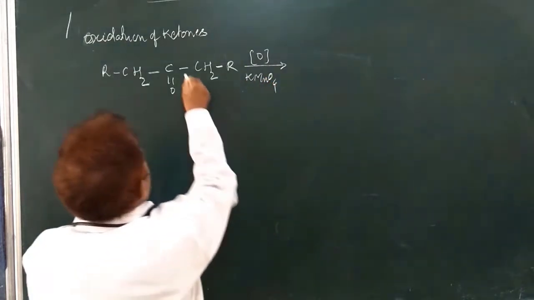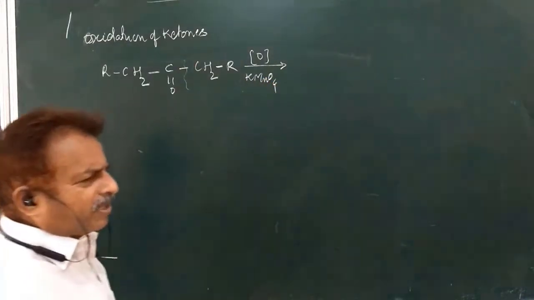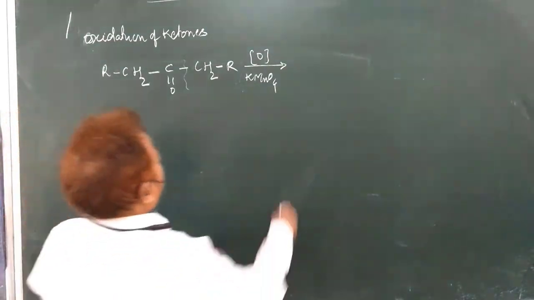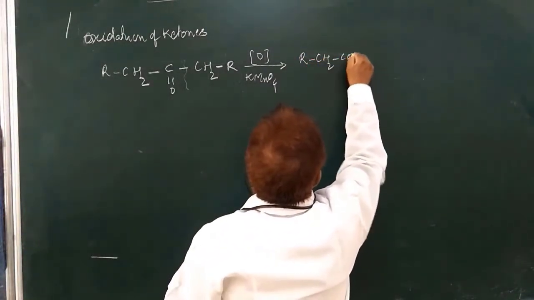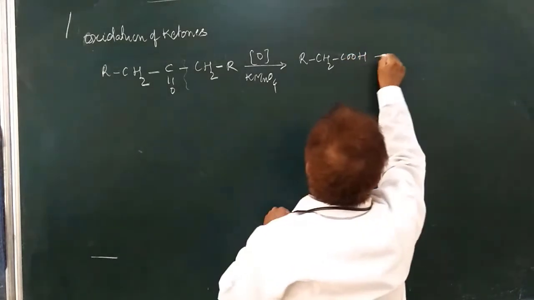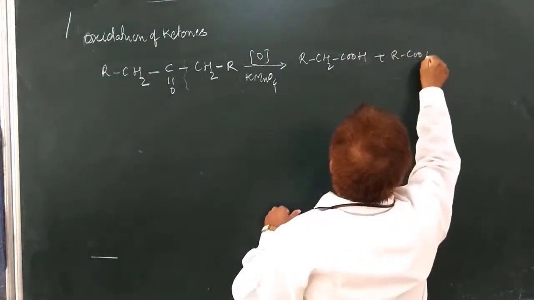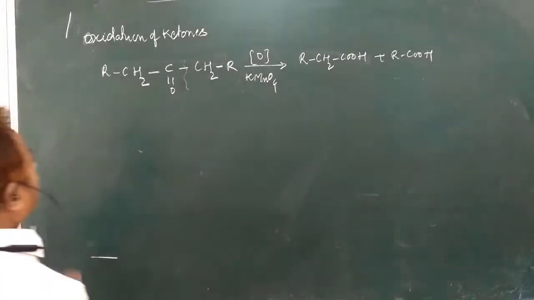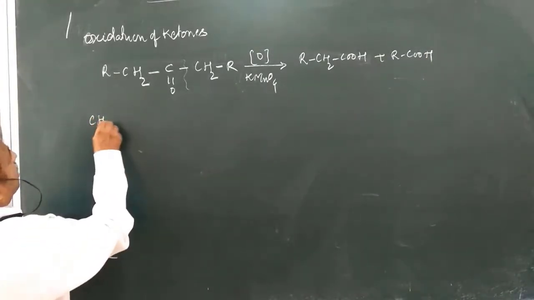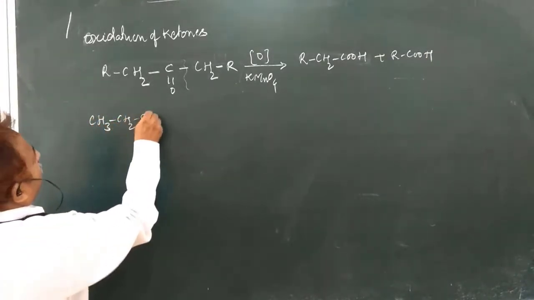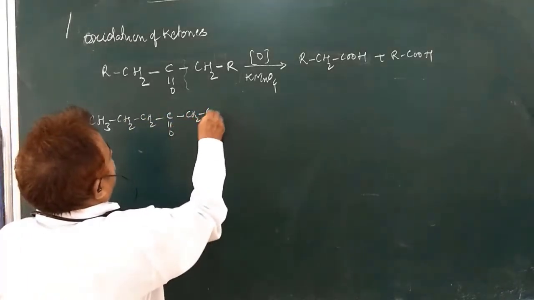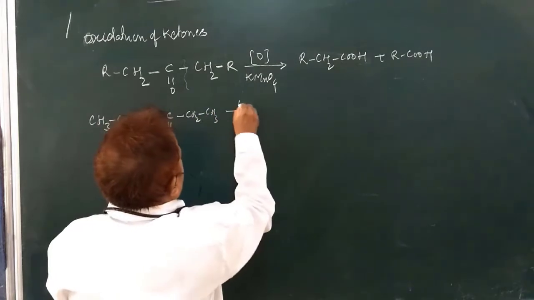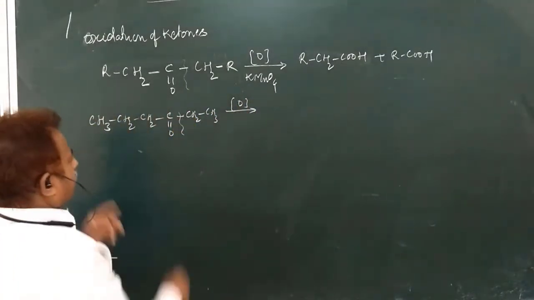KMnO4. So what carbon-carbon cleavage takes place, this we get RCH2COOH and plus RCOOH. Now let us take an example. CH3CH2CH2 C double bond more CH2CH3. So here what breaks here?